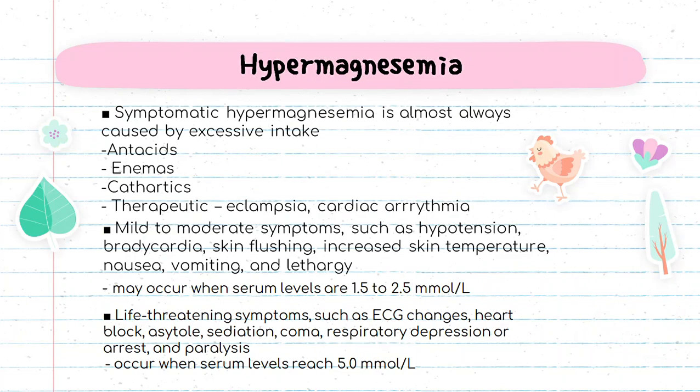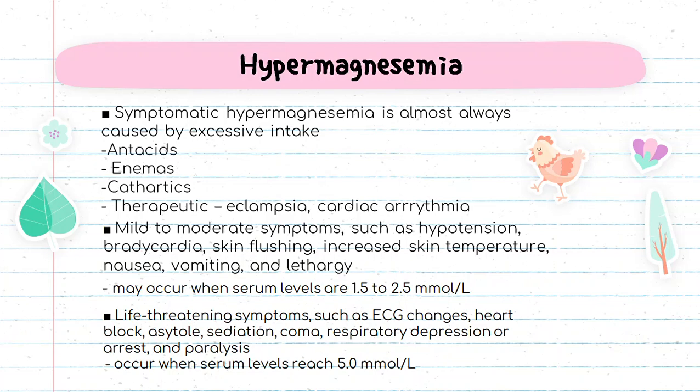Hypermagnesemia. Symptomatic hypermagnesemia is almost always caused by excessive intake in antacids, enemas, cathartics, therapeutic eclampsia, cardiac arrhythmia.